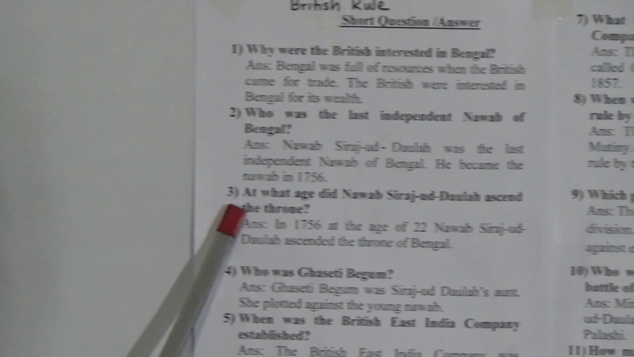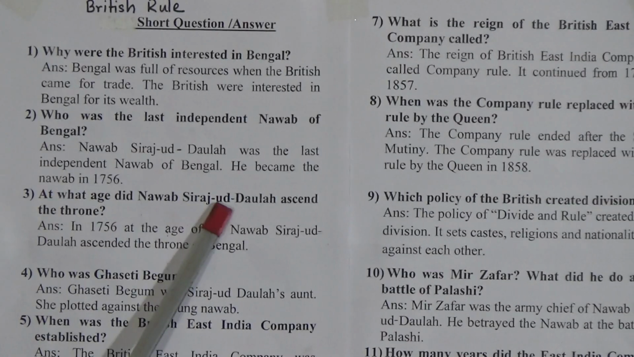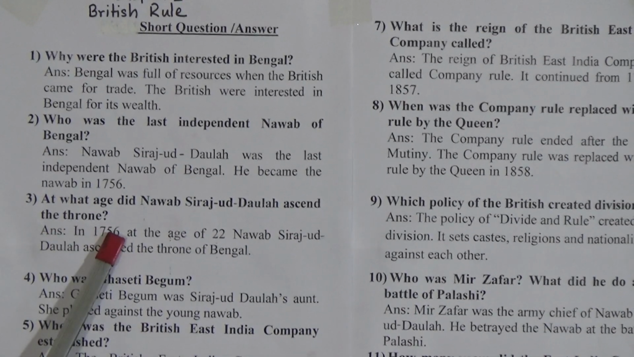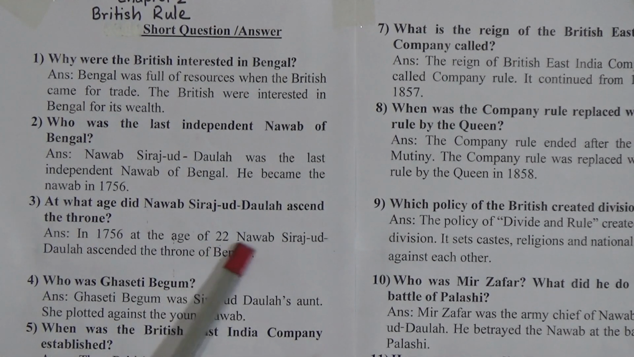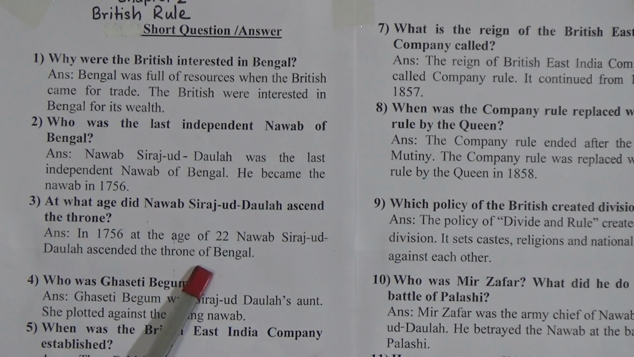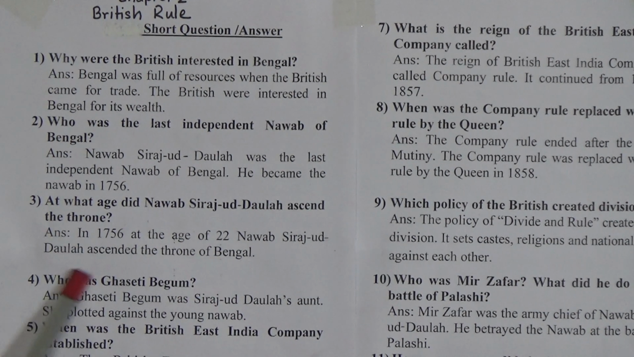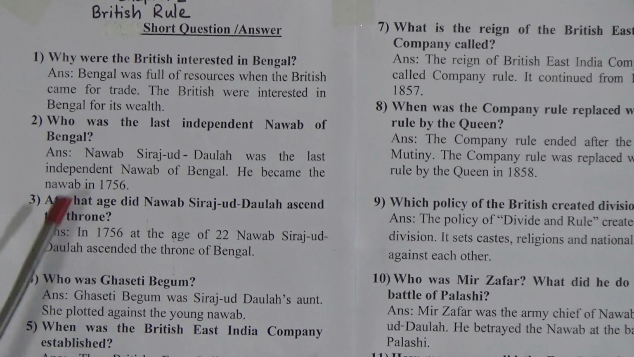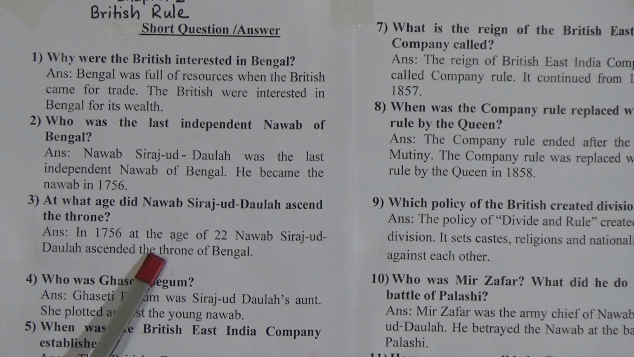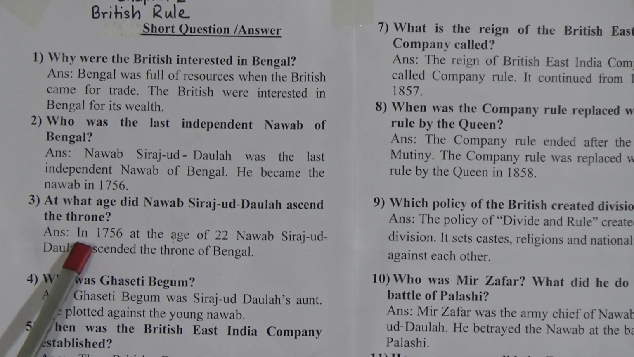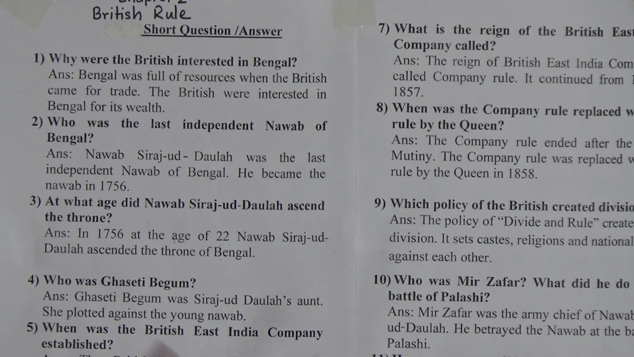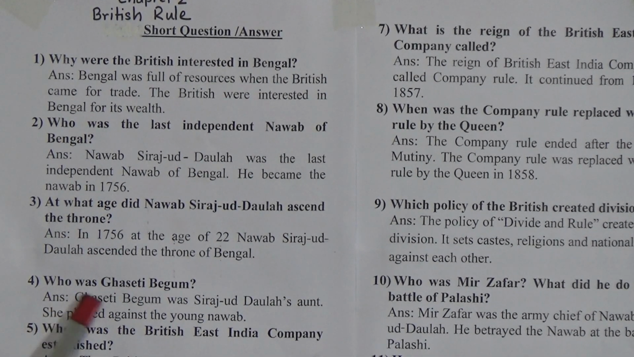Now number 3, at what age did Nawab Siraj-ud-Dowla ascend the throne? And the answer is, in 1756, at the age of 22, Nawab Siraj-ud-Dowla ascended the throne of Bengal. So this is our answer. So when he was 22, he ascended the throne, and it was in 1756.